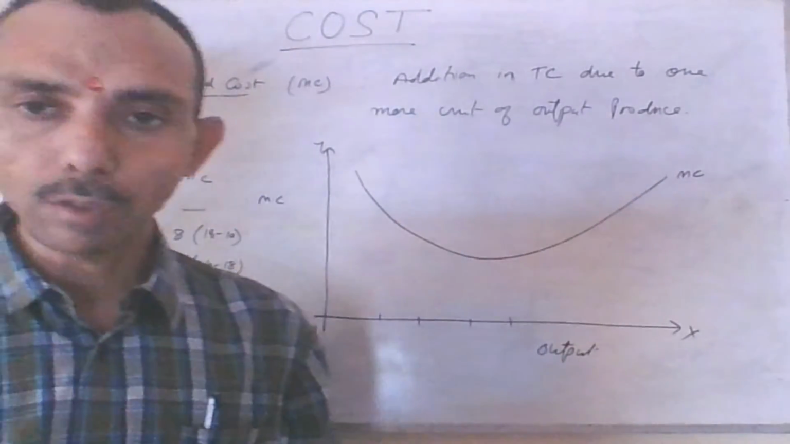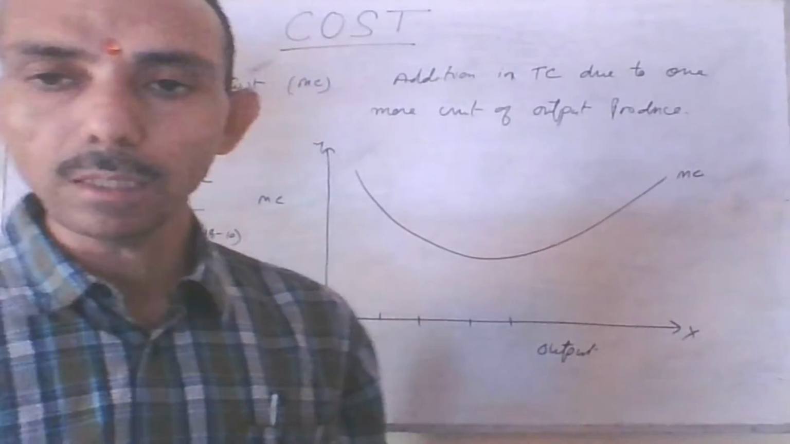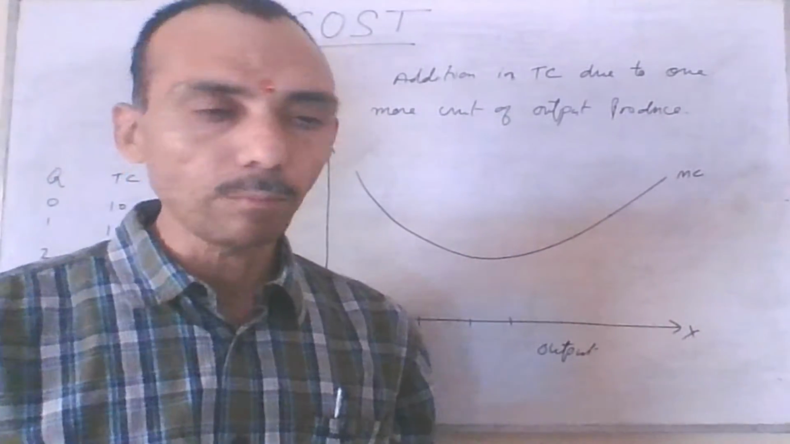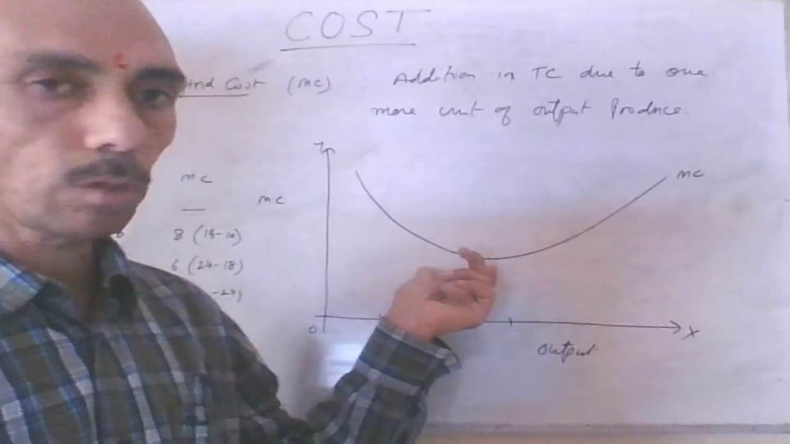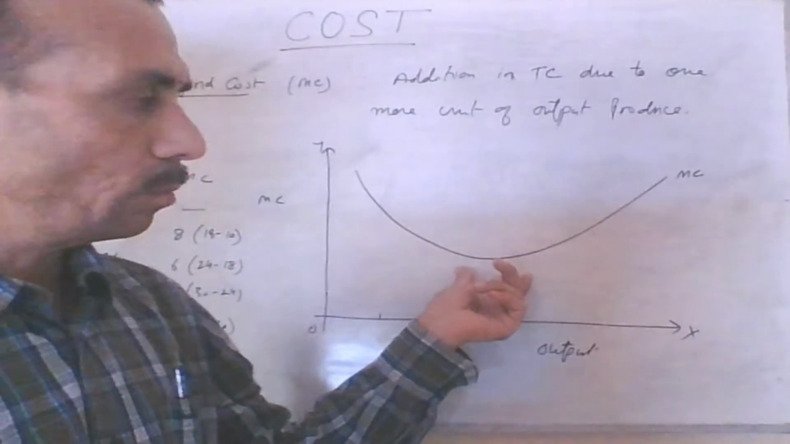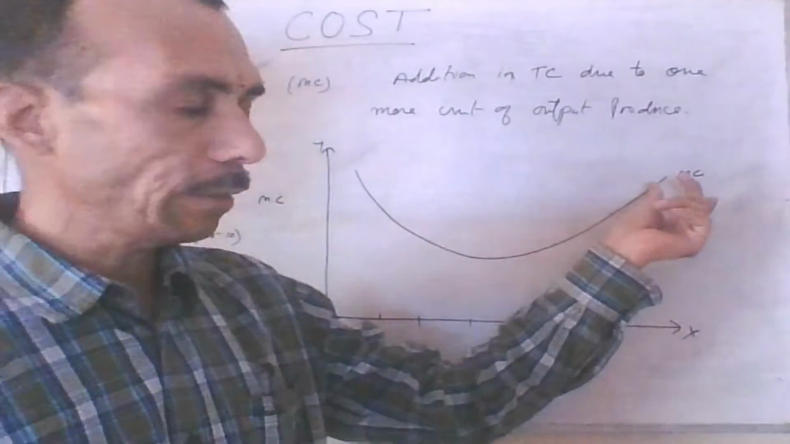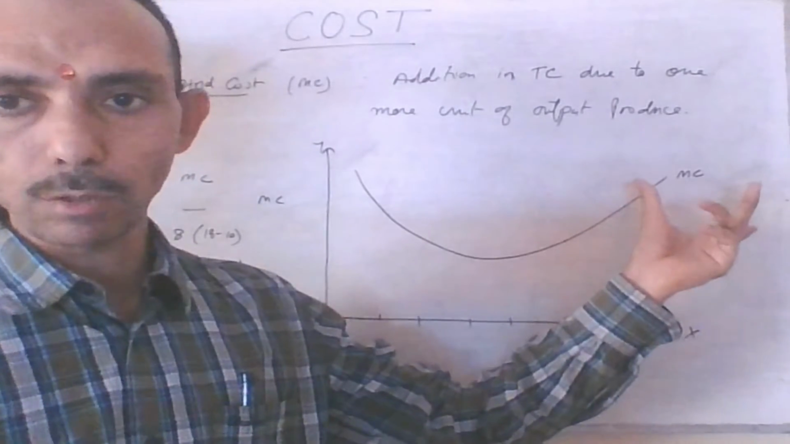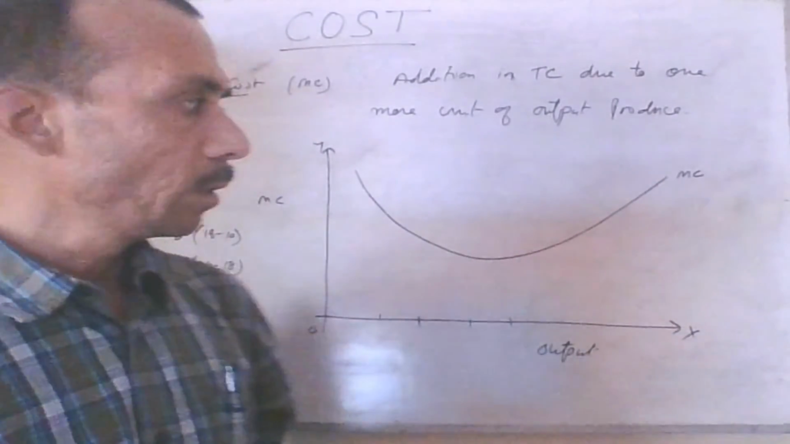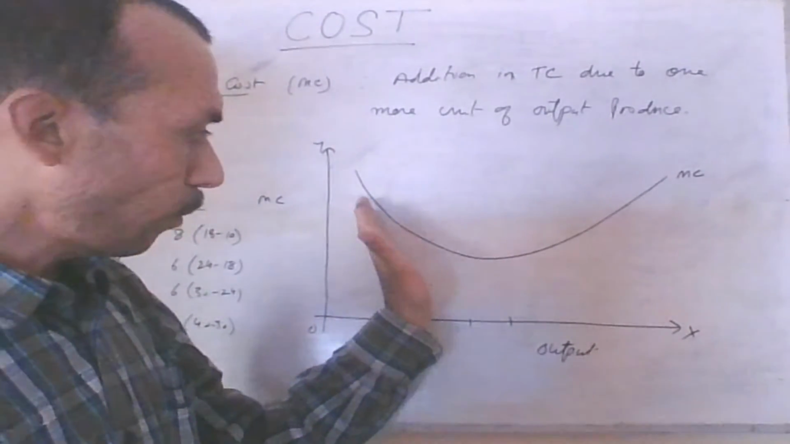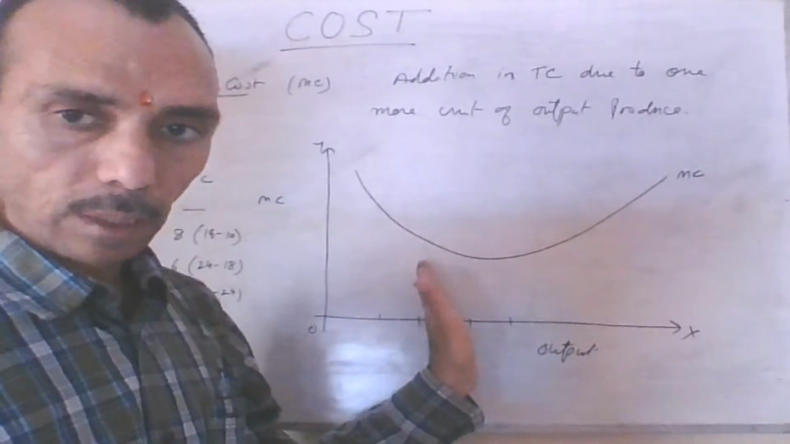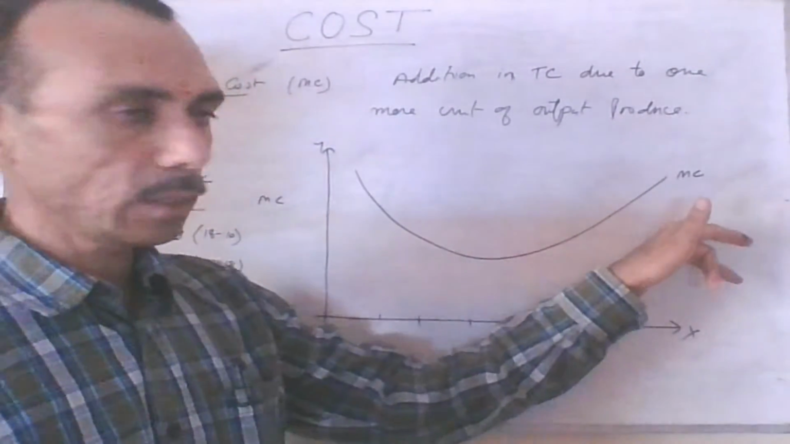Why? Because the marginal cost is directly affected by the variable cost. When the variable cost falls, marginal cost also falls. When the variable cost is low, marginal cost is also low. When the average variable cost rises, marginal cost also rises. But remember, the marginal cost falls more sharply than the average cost and average variable cost, and similarly the rising is also sharper.